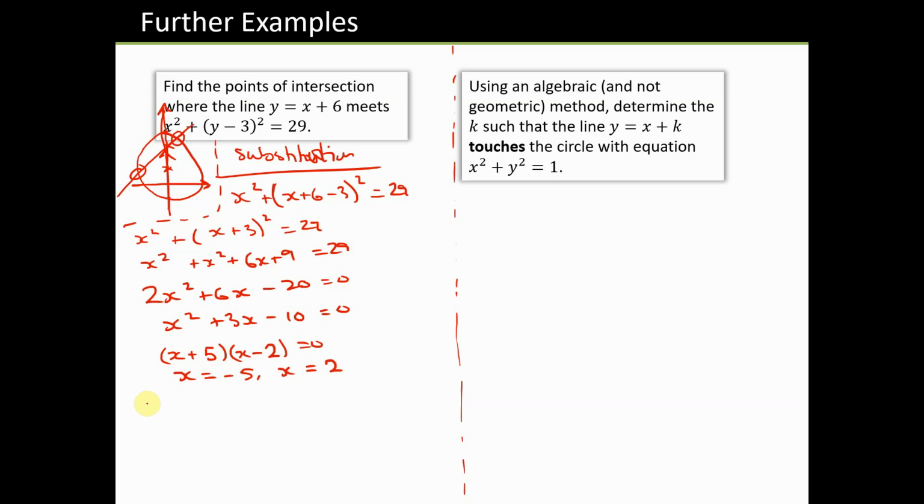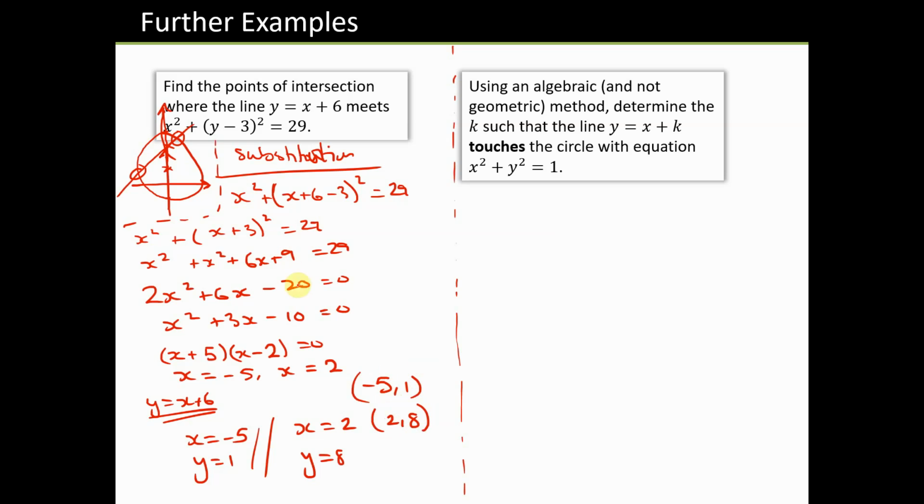Let's go back to find my y values by substituting back into the nice and easy one. So if x is minus 5, then y equals 1. And if x equals 2, then y equals 8. So my coordinates of intersection are (minus 5, 1) and (2, 8). Decent amount of algebra in there.